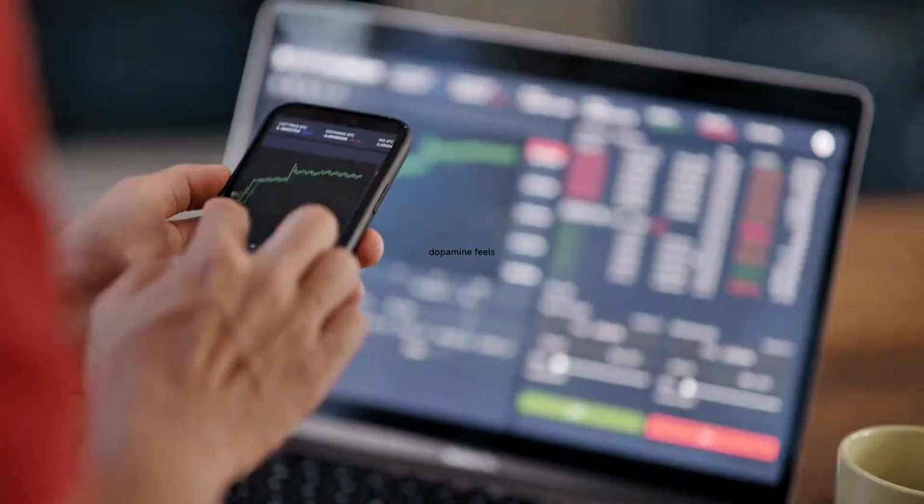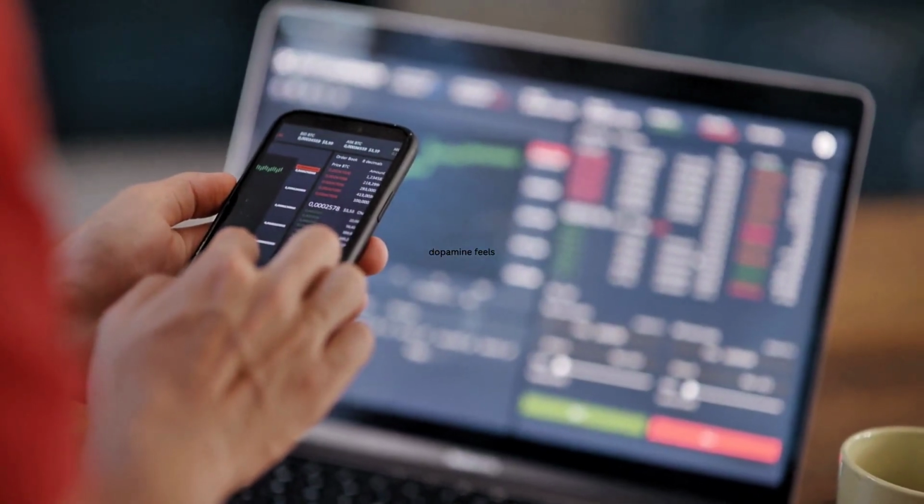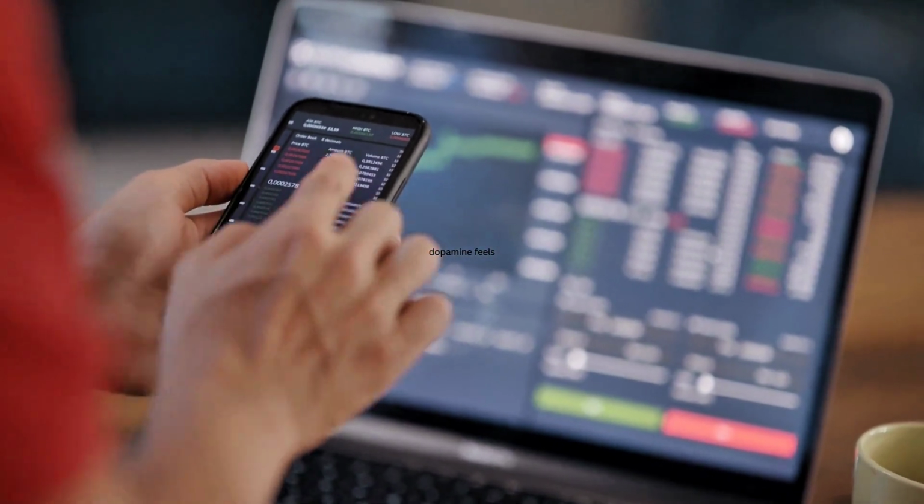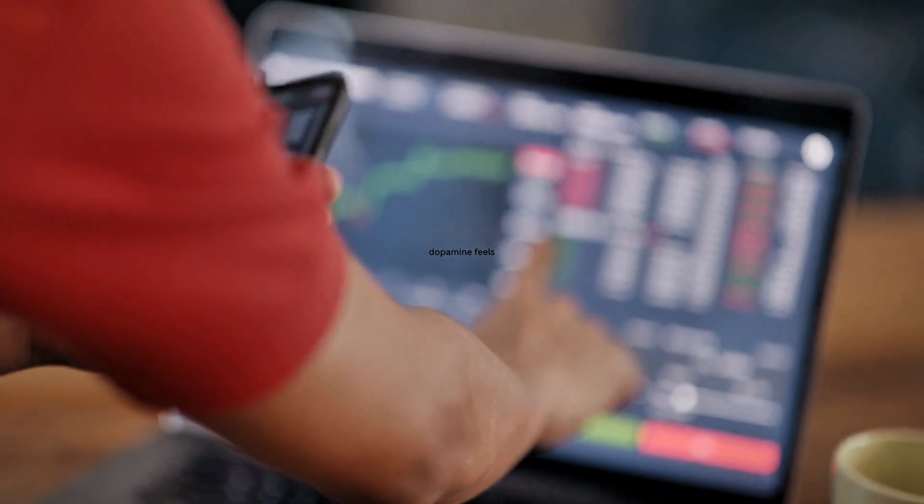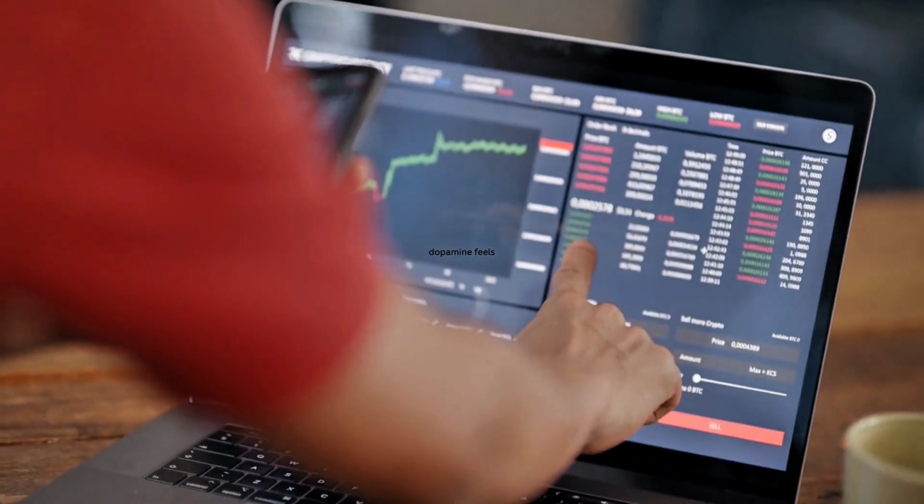Professional traders don't just look at charts. They understand market relationships. They know when to enter, when to stay out, and when they are overexposed. Because in trading, it's not just about winning trades, it's about managing risk like a professional.